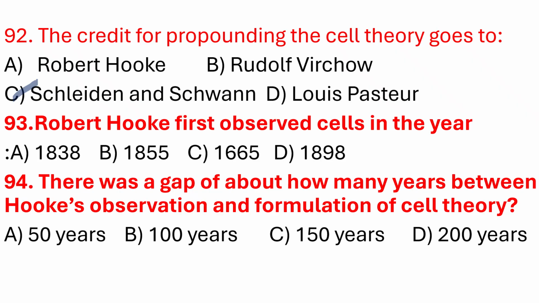Robert Hooke first observed cells in the year 38, 1855, 1665, 1898. 1665. There was a gap of about how many years between Hooke's observation and the formulation of cell theory? 200.